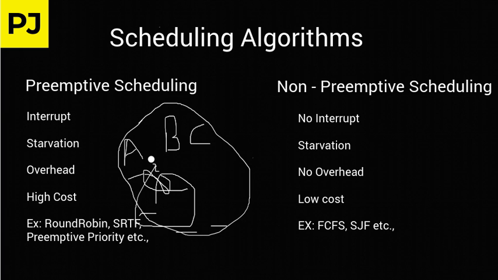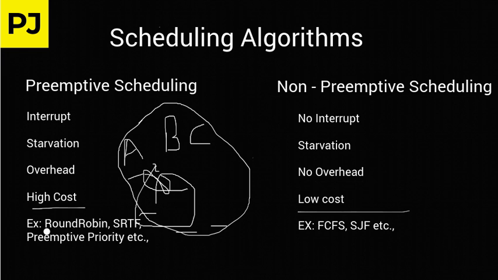This problem arises only in preemptive scheduling, and in non-preemptive scheduling there are no such overheads, because once you start you need to complete it and then go for the next. So a large number of context switches does not take place in non-preemptive scheduling. So there is no overhead. Due to all these overheads the cost is very high in preemptive scheduling, but here the cost is very low.